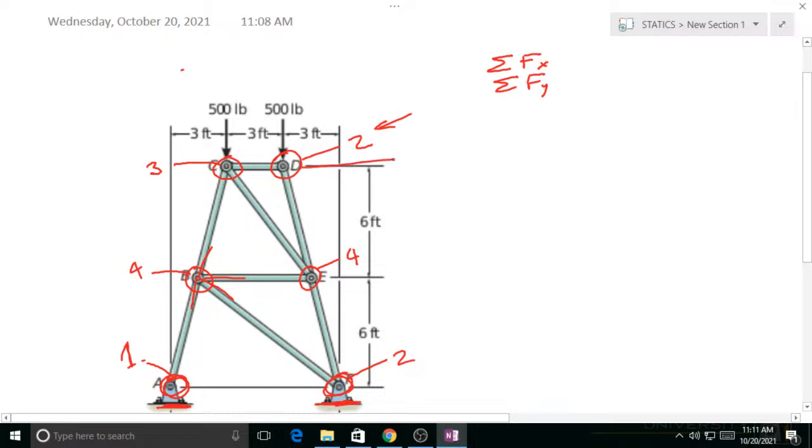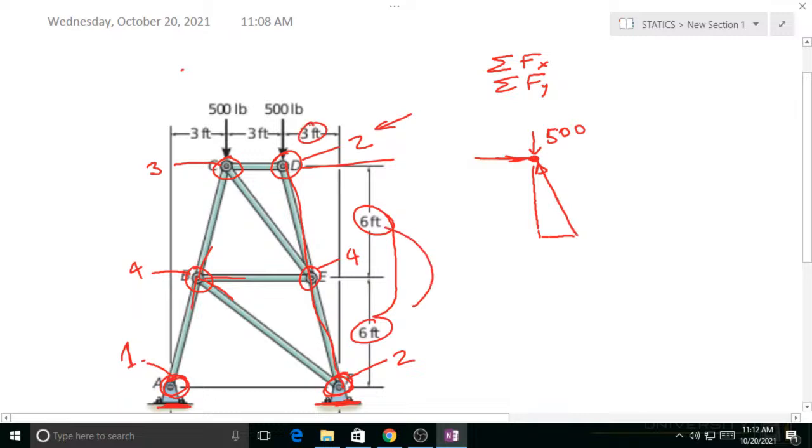So if I grab this one, I have 500, and I have some sort of force here. These are not to scale, and some force here. Now, if you look at this, you'll have to make an assumption, and one assumption is that this is a straight line all the way up, and the angle is associated with a triangle that is ratioed 12 to 3.